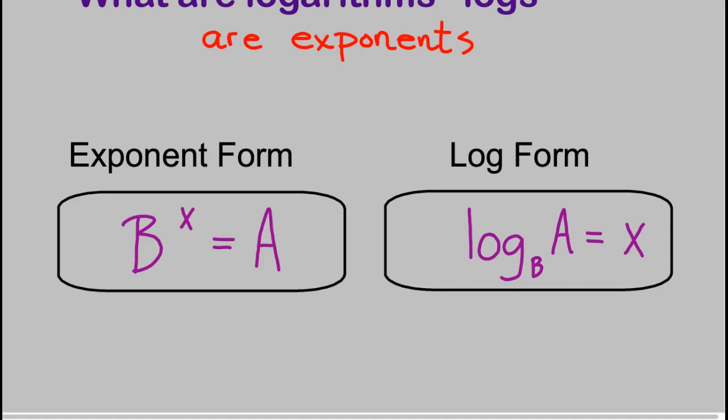So when you think about this whole log statement that we just made, the log of a base b equals x, what is x in the exponent form? It's the exponent. So when you're evaluating something like a log of something, you're really just doing an exponent. You're talking about an exponent of something. All right, so logs are exponents.